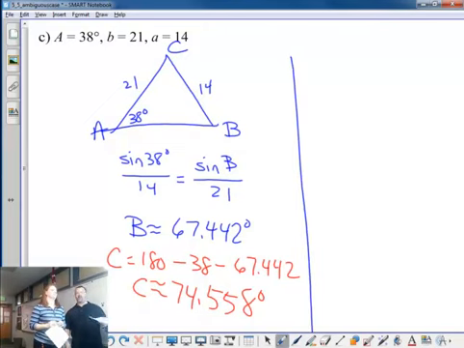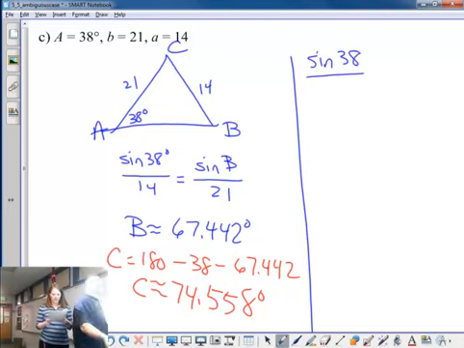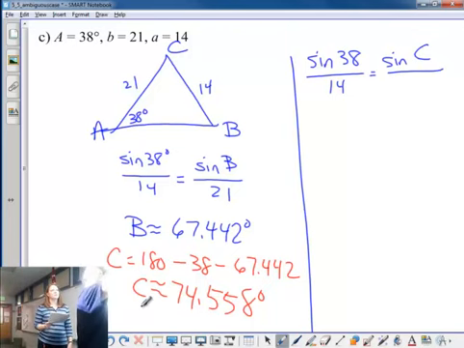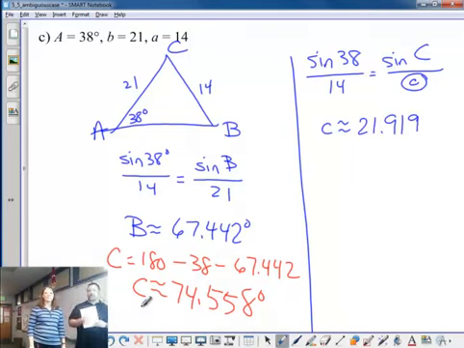Okay. We've got angle A, we got angle B, we got angle C. Now we need to go ahead and finish and find side C. Okay, so we're going to go back to our original proportion. The sine of 38 over 14 is going to equal the sine of big C, which we stored in our calculator, hopefully, over little c, and this is what we're solving for. And again, you've done this before, so little c is approximately 21.919. Okay. Easy enough?